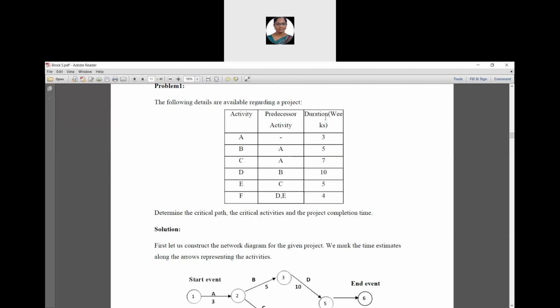Okay, so what is there in the first row? The first activity is A. It has no predecessor activity and its time duration value is 3 weeks. Then the second activity is B. Its predecessor activity is A and its time duration value is 5. Then C is the third activity. Its predecessor activity is also A. Its time duration is 7.